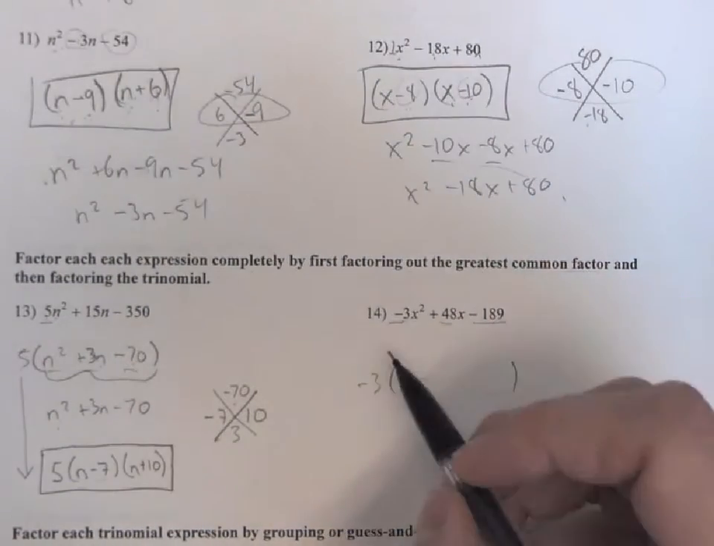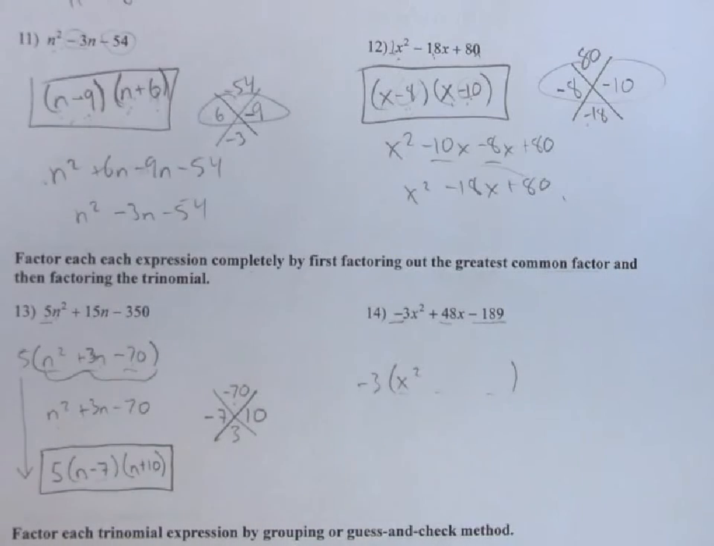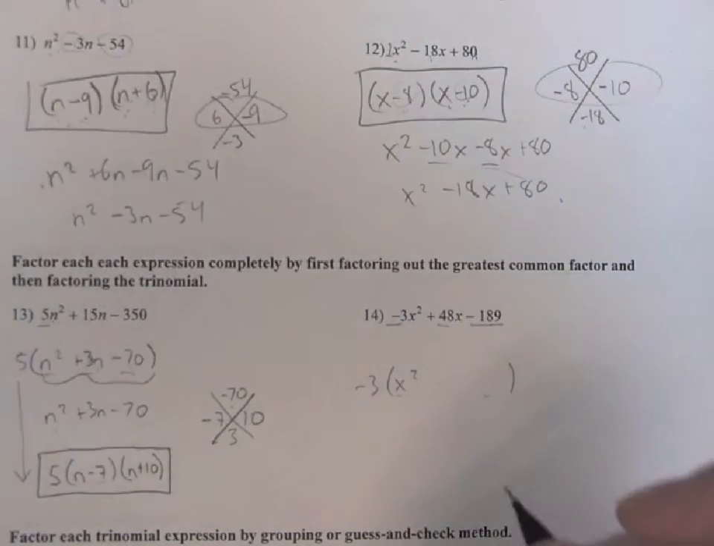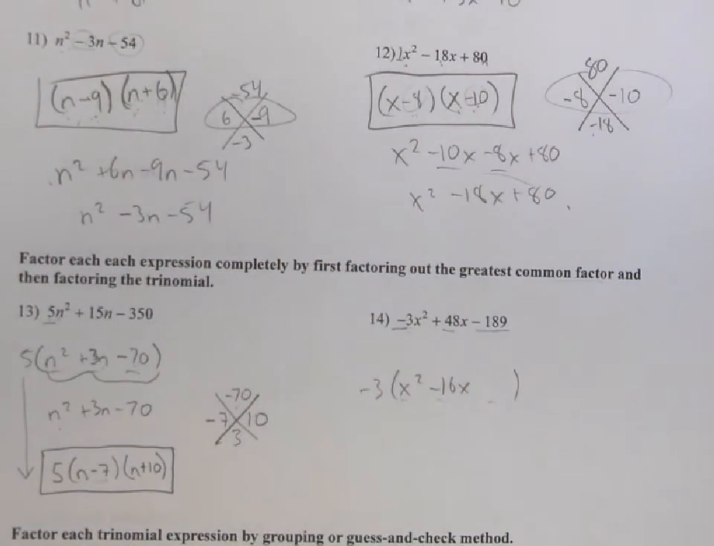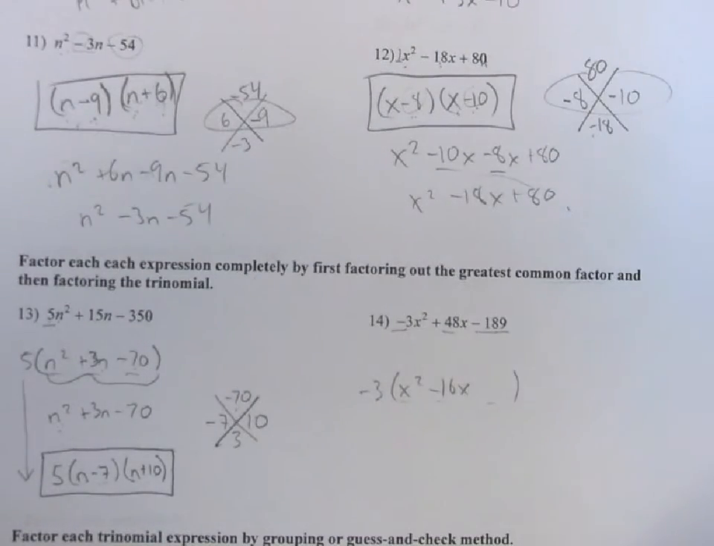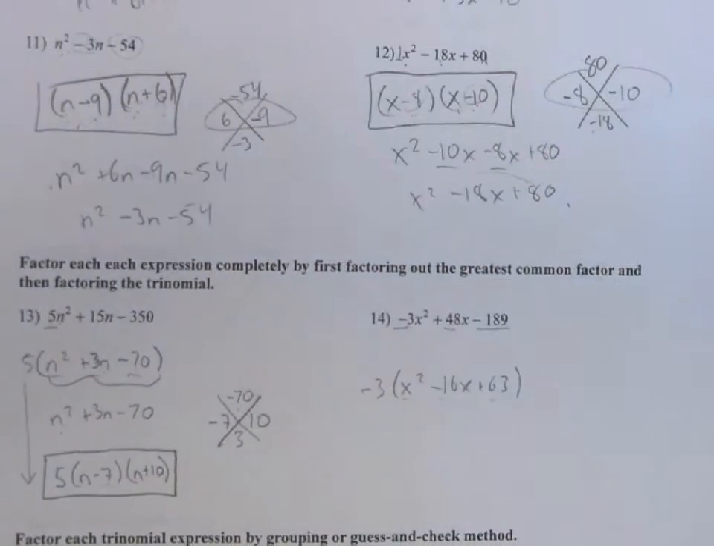Factoring out a -3 from here, I'm going to have an x squared. Here I'm going to have a, let's see, 3 times, I think that's 16. I'm going to double check that really quick. Yeah. So we're going to have a -16x. And then what I'm doing is I'm just dividing by 3, or -3. So -189 divided by -3 is 63. Okay, so it looks like this is going to be a plus 63. All right. Now I use my calculator to help me with that.